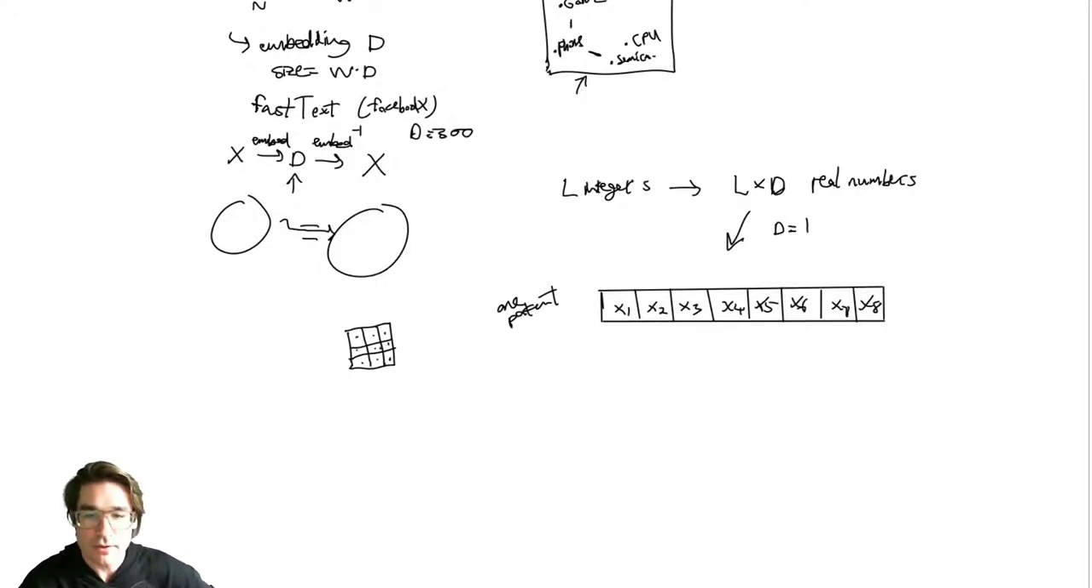Or you could take 50% from the center and 1/16 from each of the surrounding cells. That would be more like a Gaussian blur kind of thing. But the numbers that are in this kernel, this is a kernel.